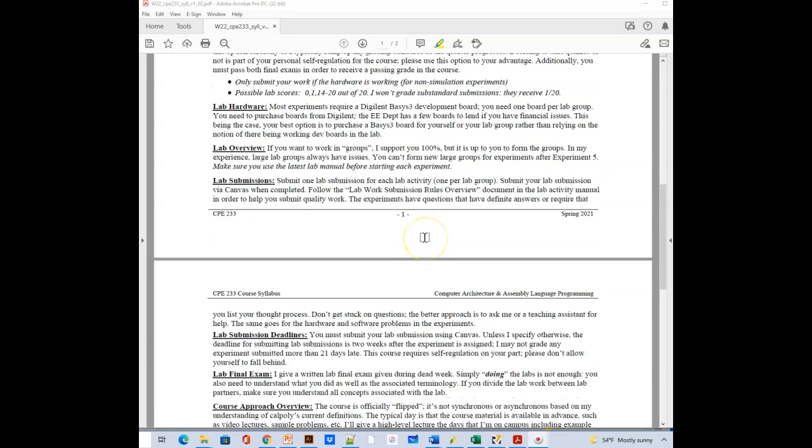So lab submissions are kind of like a lab report, but not. It doesn't have conclusions and objectives, blah, blah, blah. I call them lab submissions. The lab manual has a description of what I expect in the lab submission. By all means, take a look at that. It's quite long, but it's really straightforward.